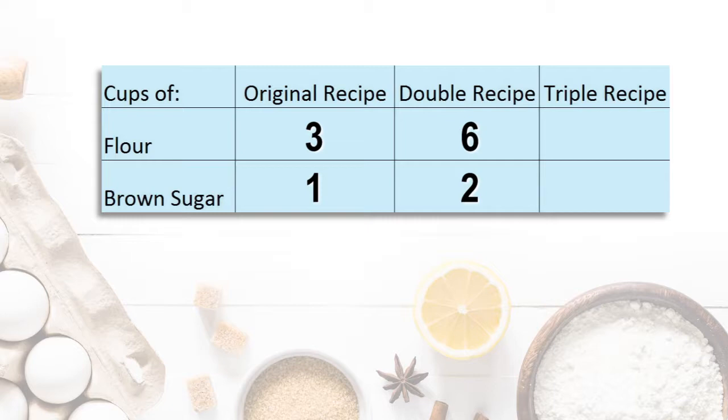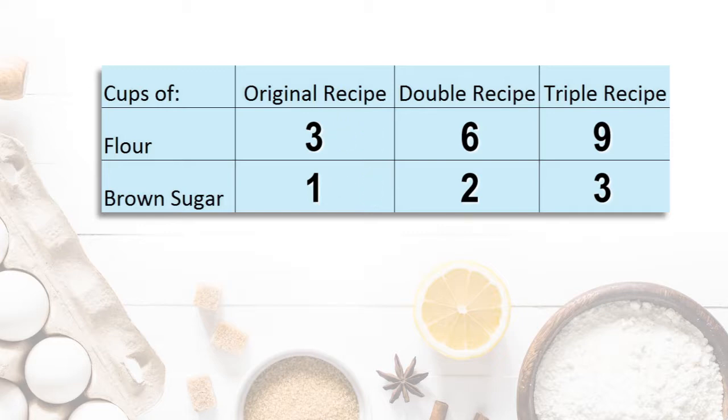The flour amount would be the initial 3 cups doubled, or 3 times 2. The amount of flour would be 6 cups. The amount of brown sugar would be double the amount of the original 1 cup, or 1 times 2. The amount of brown sugar would be 2 cups. The third column is triple the original recipe. The initial 3 cups of flour tripled is 9 cups of flour. The initial 1 cup of brown sugar tripled is 3 cups of brown sugar.